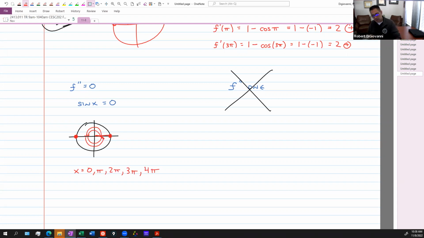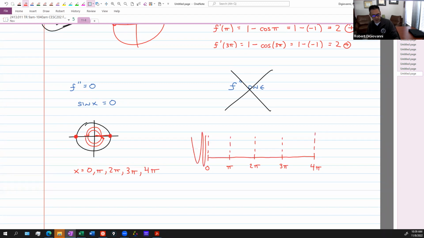So I draw a number line, I have less than 2 minutes. I start here at 0, I end at 4 pi. Here's 2 pi. Here's pi. Here's 3 pi. And this breaks my number line up.